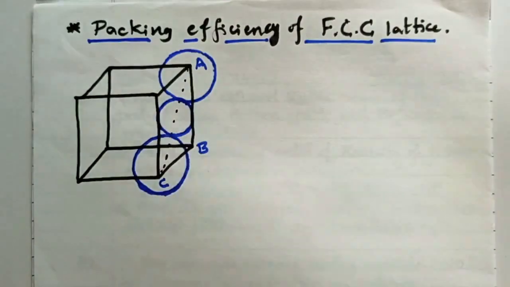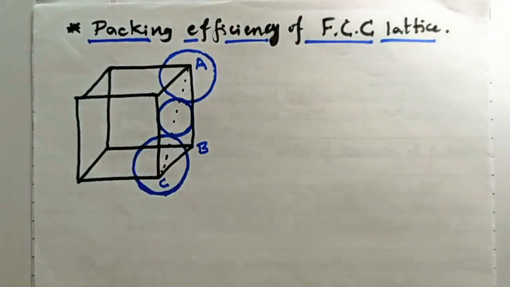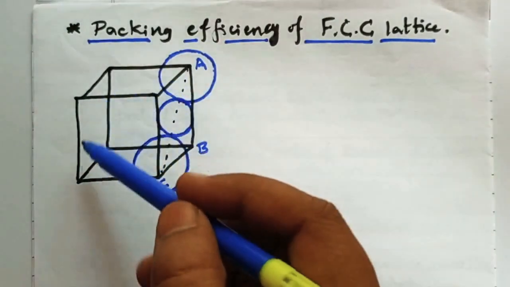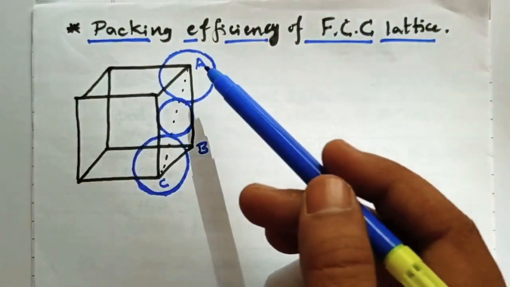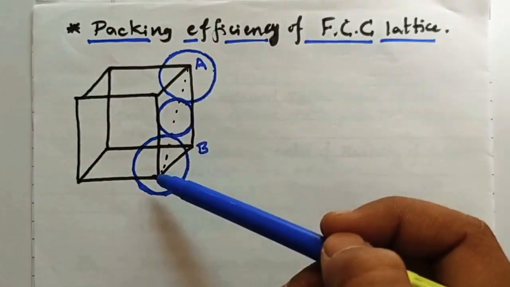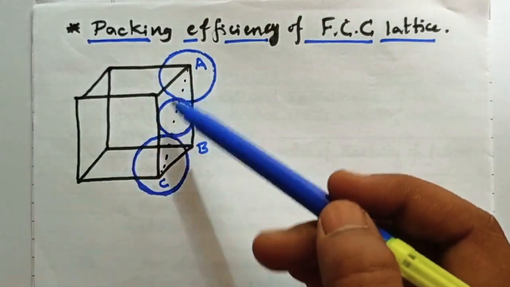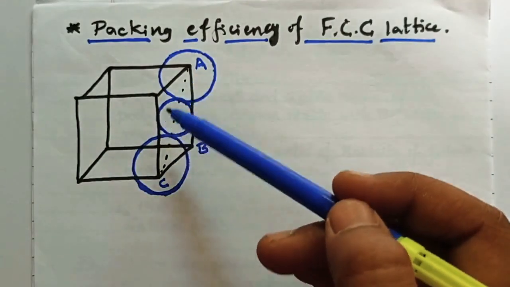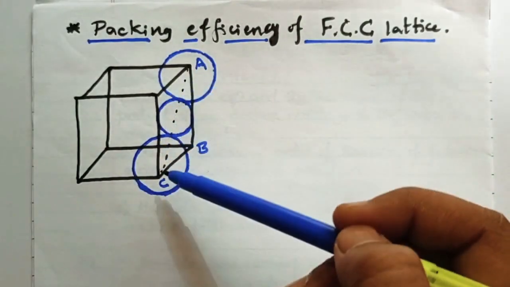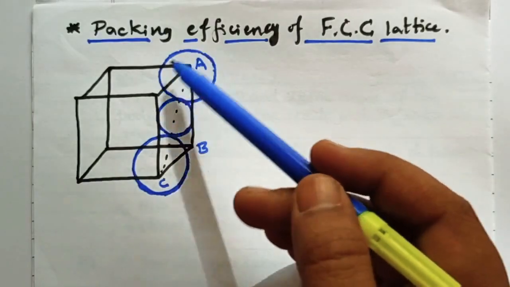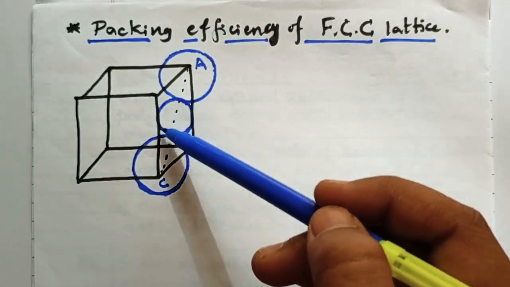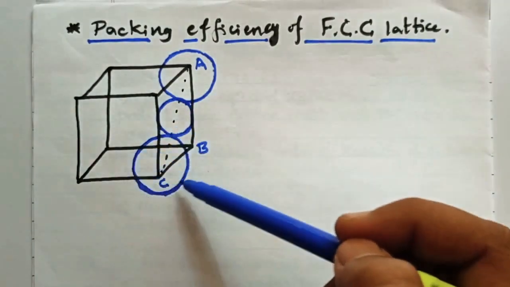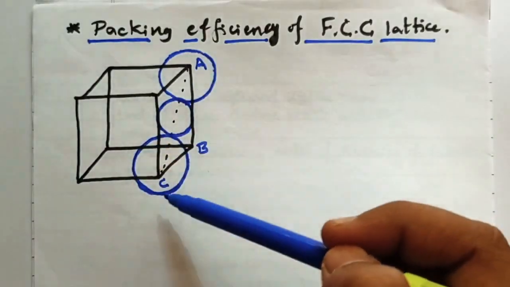In this session we are going to discuss the packing efficiency of the face-centered cubic lattice. So the labeled diagram is like this. One unit cell you have to draw here and name the points A, B, C. In the face-centered cubic arrangement, three spheres on the same face are in contact with each other. So one sphere here, another sphere in the center of the face, and another atom present in the corner. A, B, C.